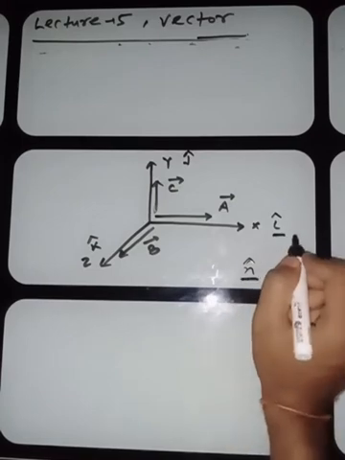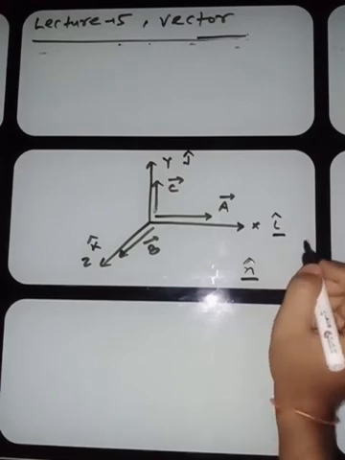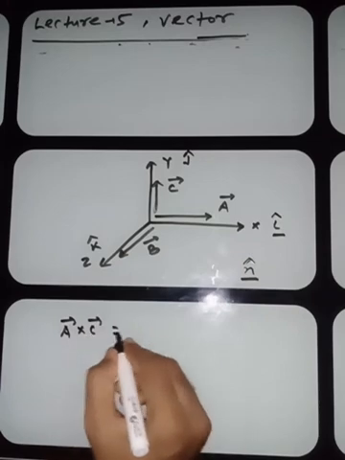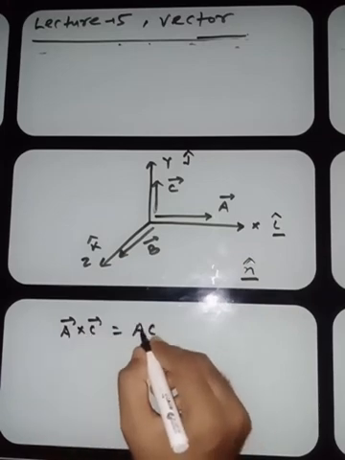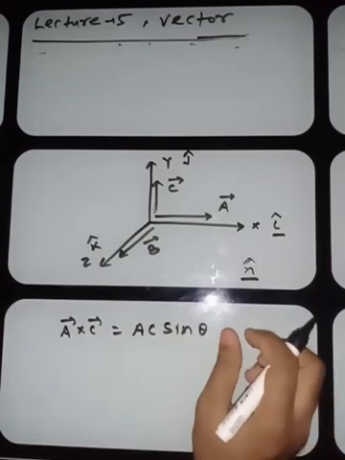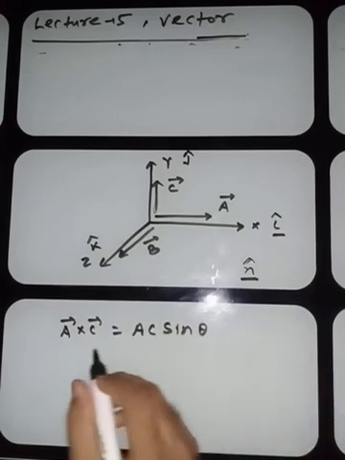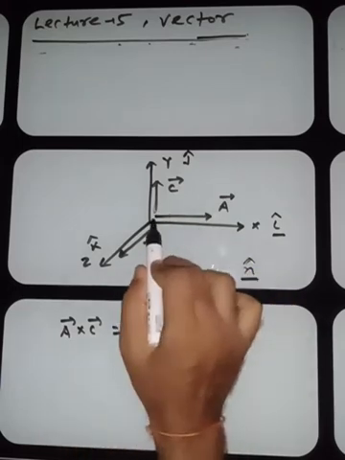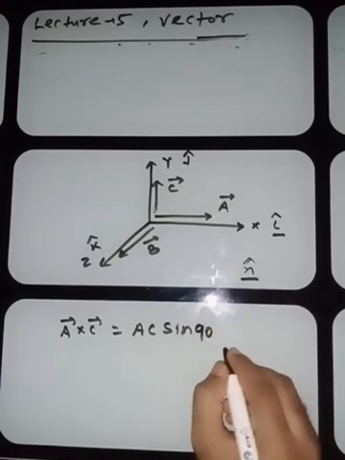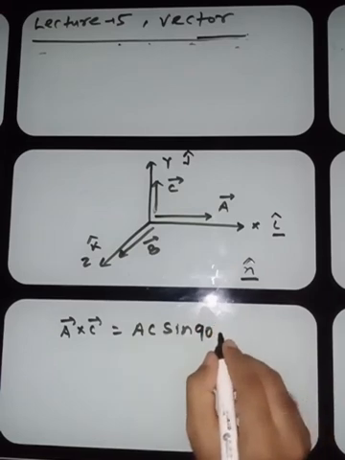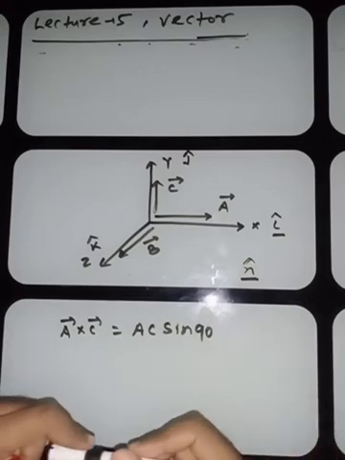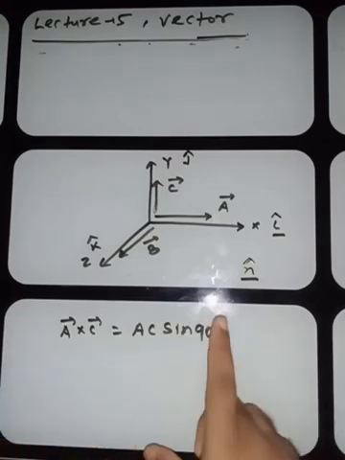Now if I say find A cross C, then you will say AC sine theta. Here theta is the angle between A and C, so you will put 90 degrees. Very good, excellent. What about the n cap? You have to do the practice, my dear students. The number of physical quantities you will get, you have to practice.